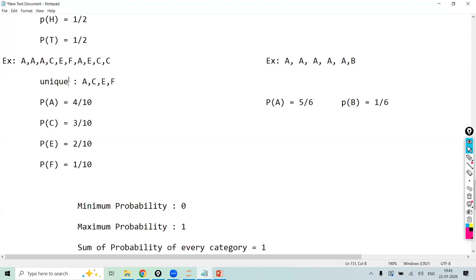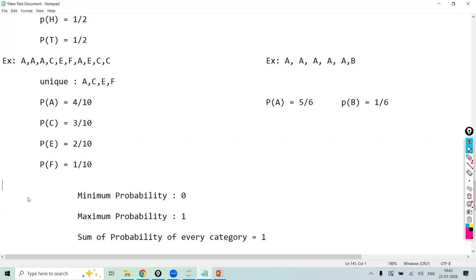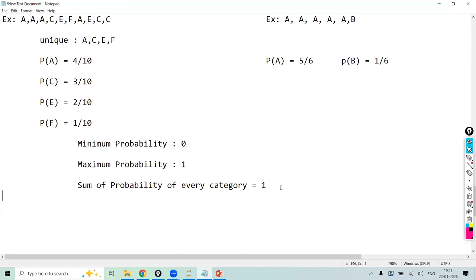Yes or no? Next. So here, the sum of the probabilities is equal to 1. Next, coming to the next one. So what are the probabilities? The minimum probability or maximum probability and sum of the probability. All these things we have calculated. Now you have understood what is meant by probability.